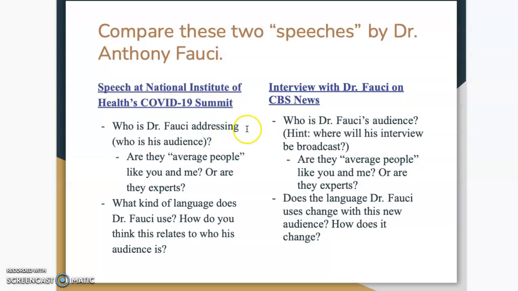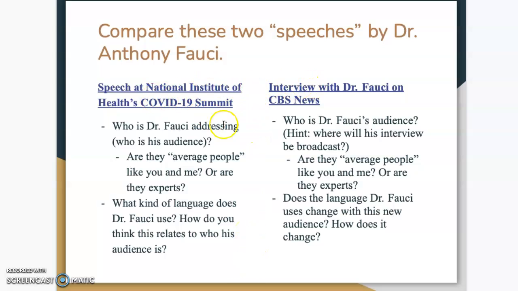These are two example speeches that really illustrate what I'm talking about with audience and how the different audiences change how someone is going to talk about a certain topic. So Dr. Fauci is speaking about COVID in both of these speeches, but it really changes the language that he uses based on each one.